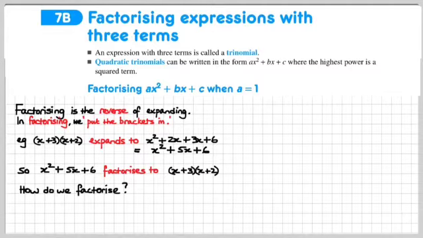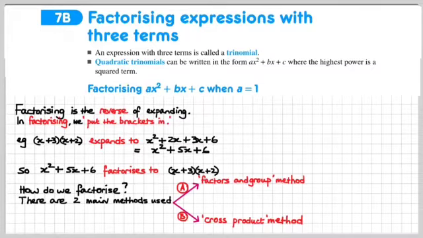How do we factorise? Well, you have a choice of two methods. This one here, factors and group method, which we'll call method A, and you've got the cross product method, which we can call method B. And I'm going to show you each of them in detail. Alright, here comes method A, factors and group. This is the one I prefer.